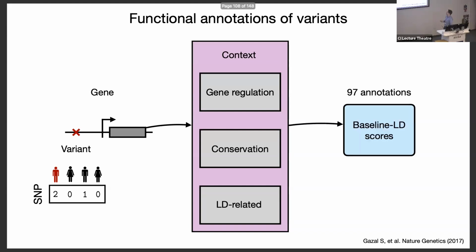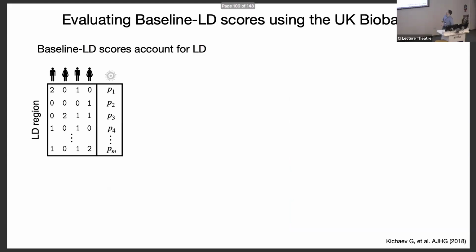And we're going to use a common model used in this field. It's called the baseline LD model. And it's a collection of 97 annotations that are high quality. And we're going to try to use these scores within our method. And so we're going to evaluate the LD scores using the UK Biobank.